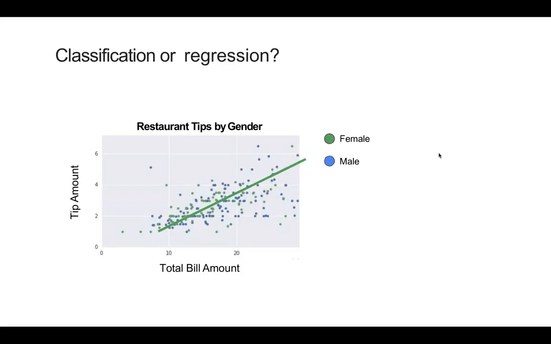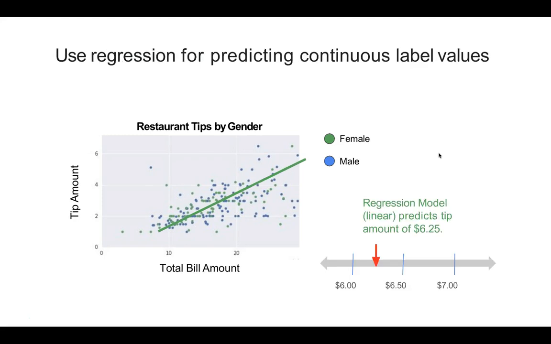And what about this slide? Is this a classification or regression problem? It is a regression problem. Why? Yeah. If you are predicting tip amount from total bill amount and gender, it will be regression because it is continuous data. But if you have the tip amount and the total bill amount, and you want to infer whether the gender is male or female, in that case it becomes a classification problem.